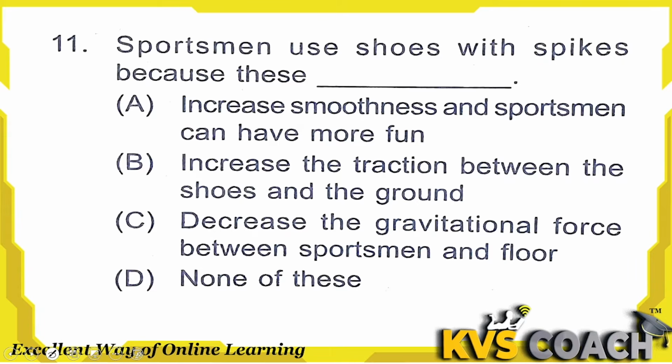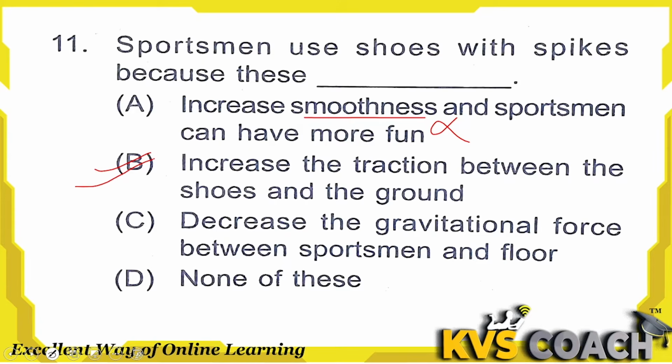Next question is sportsmen use shoes with spikes because these are designed to enhance grip, not smoothness. To increase frictional force, they use spike shoes. So for option A, increase smoothness and sportsmen can have more fun. No, they cannot increase smoothness. Actually, they increase grip. Option B, increase the traction between the shoes and ground. This is right answer here.